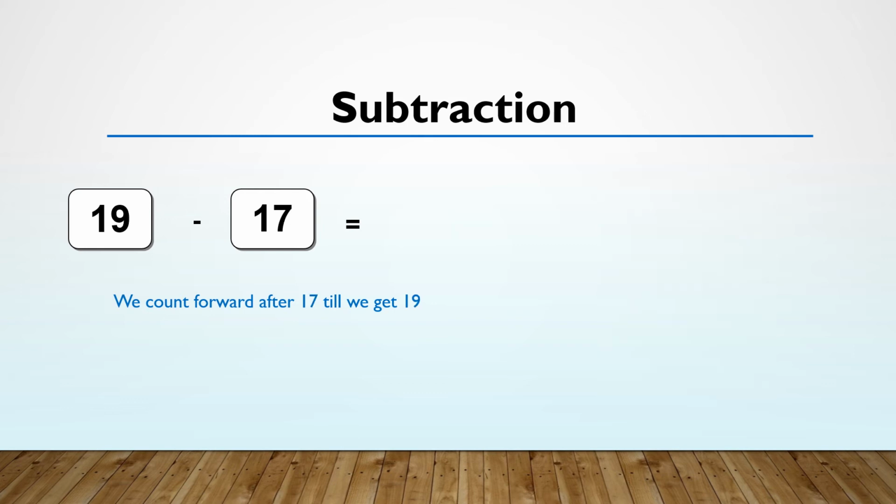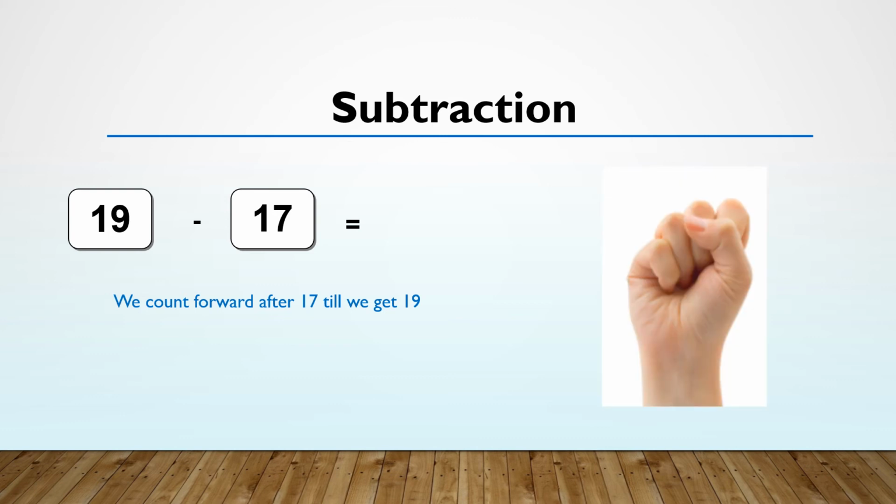Here is one more example. It says 19 minus 17. It means we have to take away 17 from 19. To find the answer, we have to count forward after 17 till we get 19. To do so, we have to first make a fist, and now as we count forward after 17, we will open our fingers one by one.